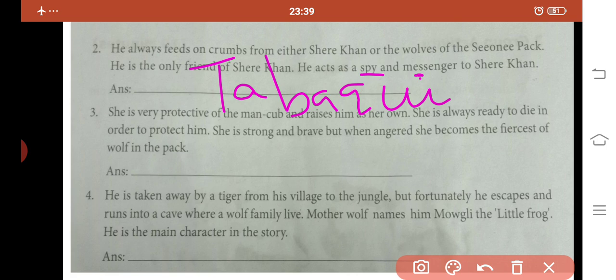Third question. She is very protective of the man's cub and raises him as her own. She is always ready to die in order to protect him. She is strong and brave, but when angered, she becomes the fiercest wolf in the pack. Here, who is very protective of the man cub? Mother wolf. So the answer is mother wolf.